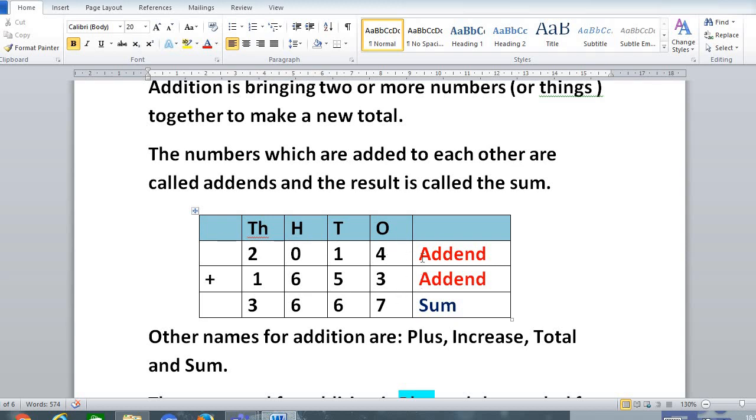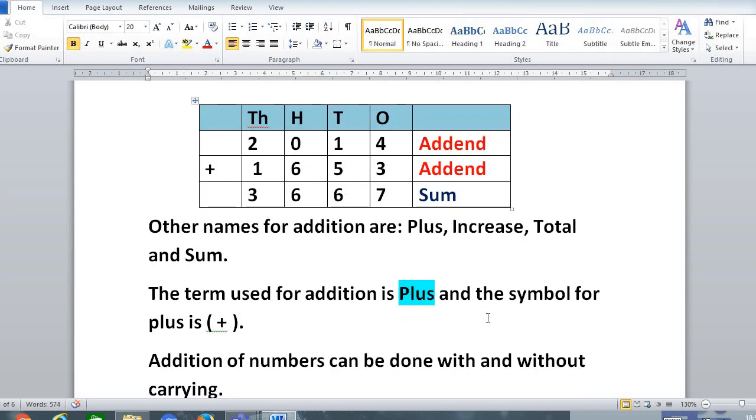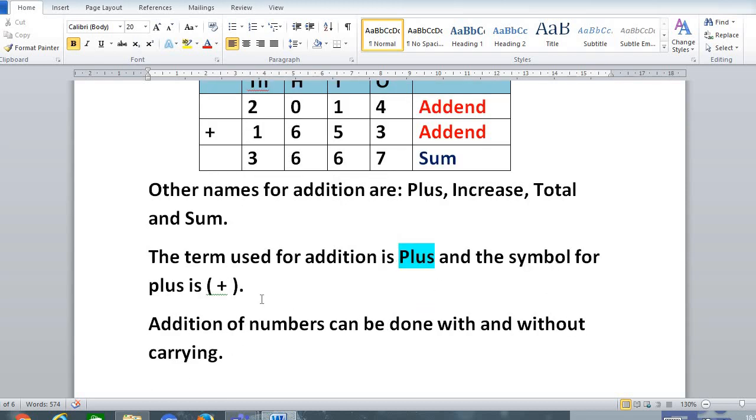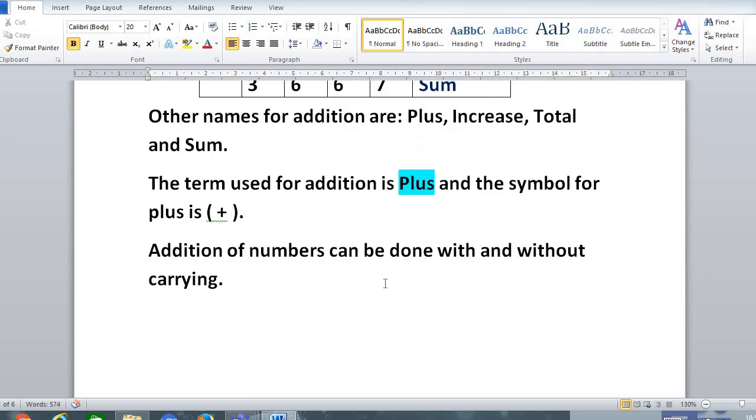So the numbers that we are adding are called addends and the result, that is 3667, is called the sum. Other names for addition are plus, increase, total and sum. The term used for addition is plus and the symbol for plus is this, that you know. Addition of numbers can be done with and without carrying.